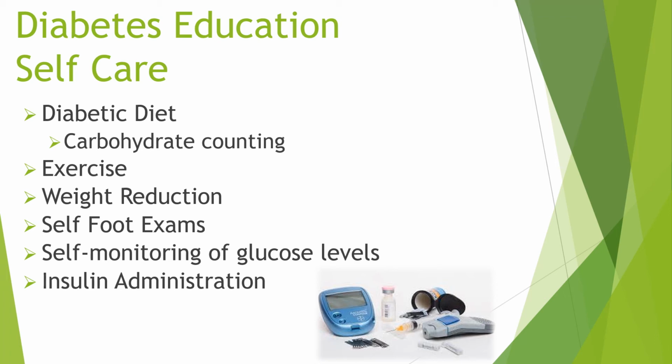Prior to a meal, the blood glucose should be between 80 to 130 milligrams per deciliter. 2 hours after a meal, the goal for the blood glucose level should be less than 180 milligrams per deciliter.